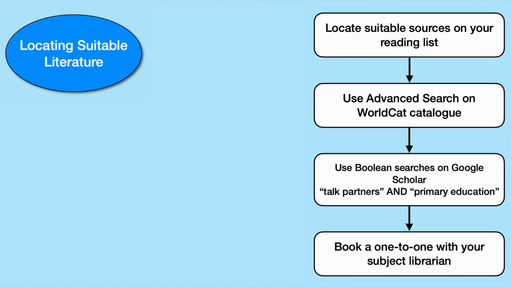If you've not tried it before, try Google Scholar and Boolean searching. You can see I've done an example Boolean search here. We place keywords in speech marks and we separate with the word and. We can also separate synonyms with the word or.